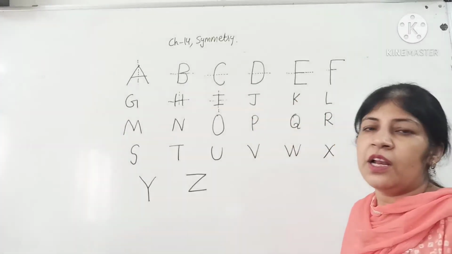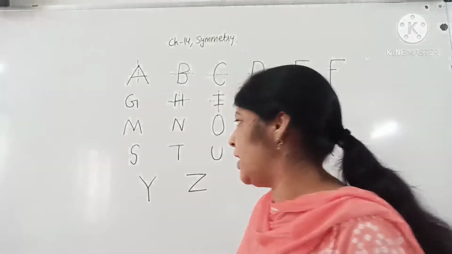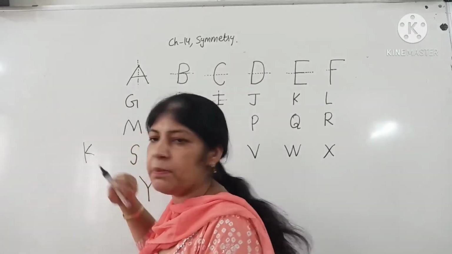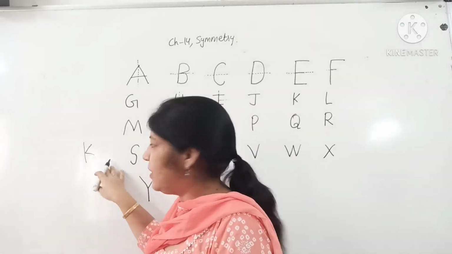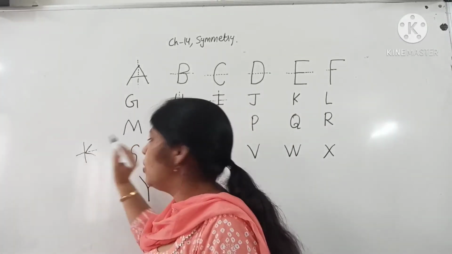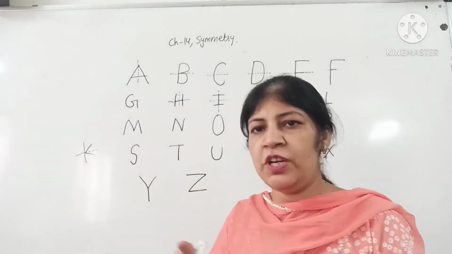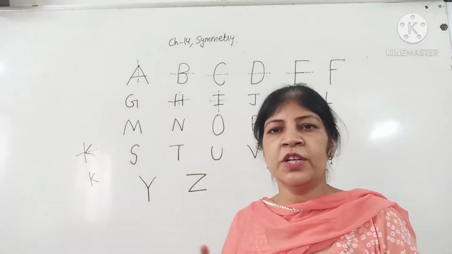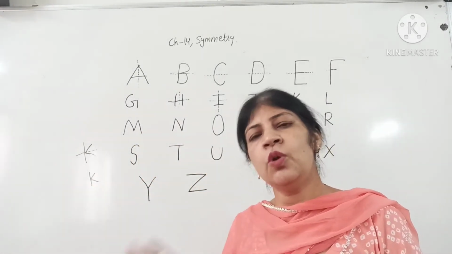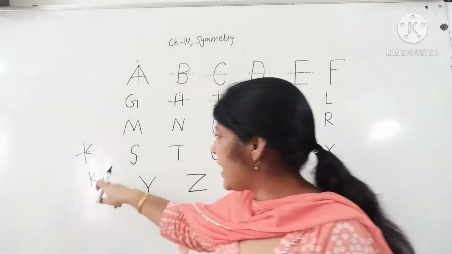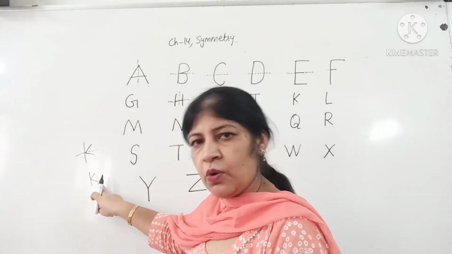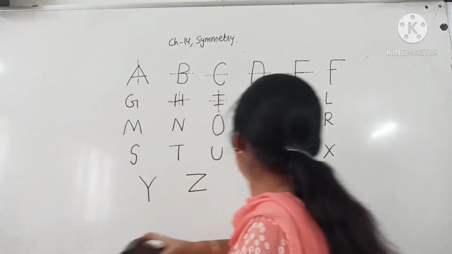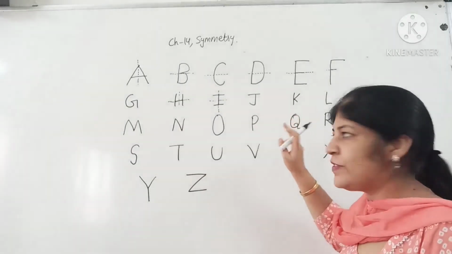Now K. Now it depends upon the formation of K. If both these legs are of the same length, then it has horizontal line of symmetry. But actually, we write K like this. So according to this, K has zero line of symmetry. This is the exact formation of K. So K also has zero line of symmetry. Now even L has zero line of symmetry.